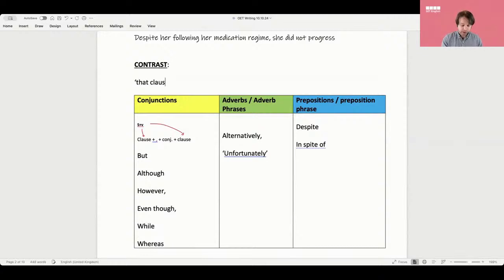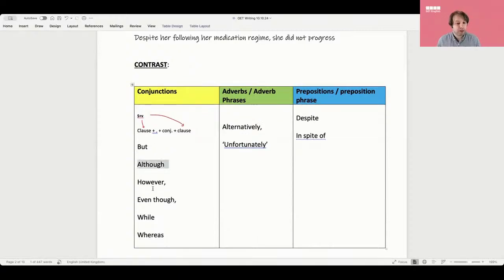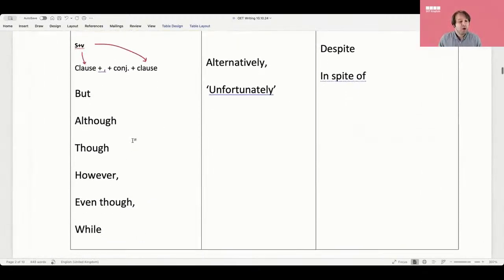Okay, that clauses can be used for contrast. Can we use though, although? Even though? Yes, although and though have already been said. Now, let's go into these then. So mostly conjunctions we're going to use.